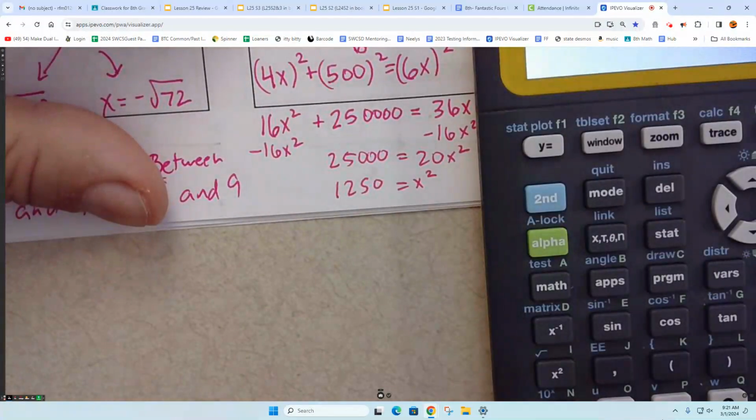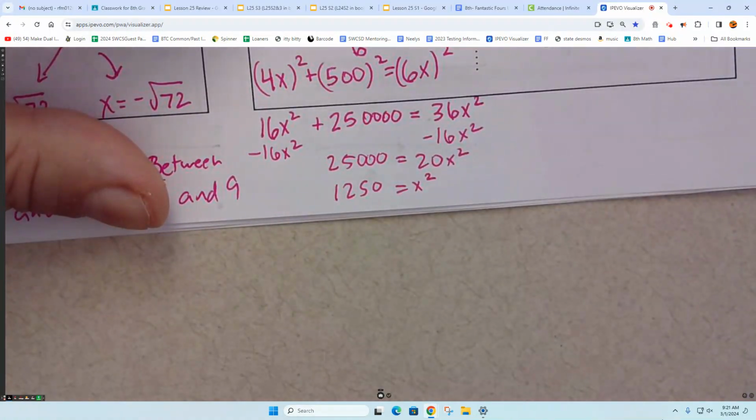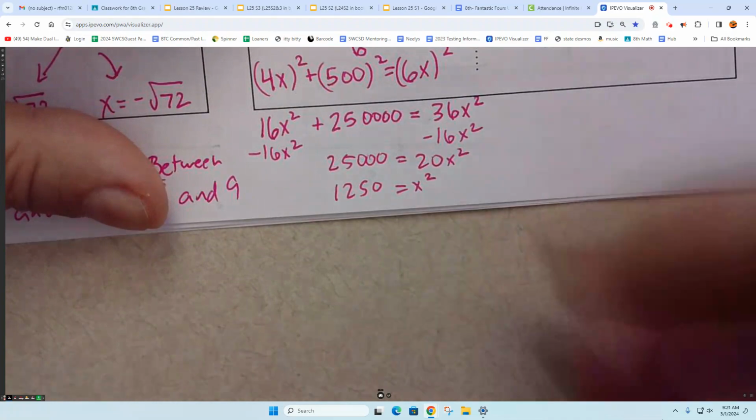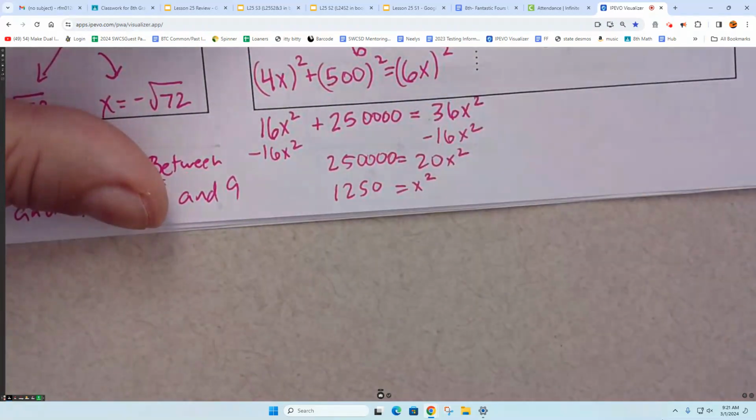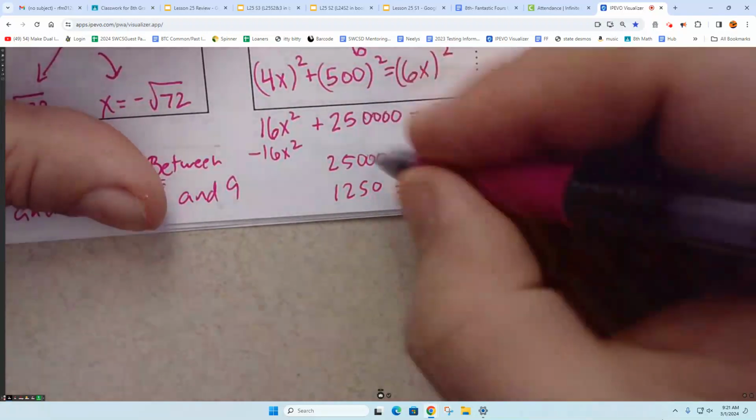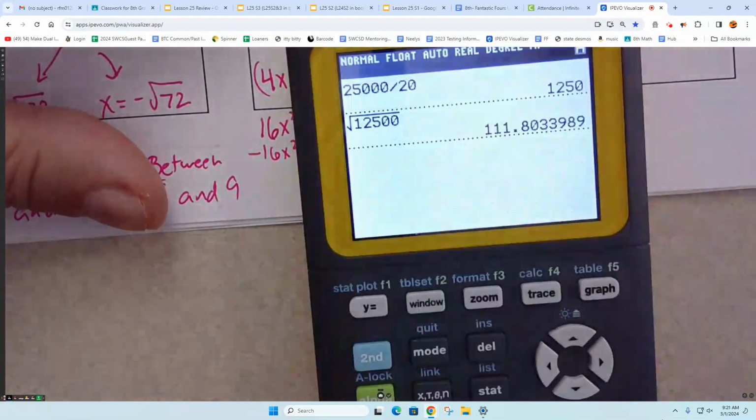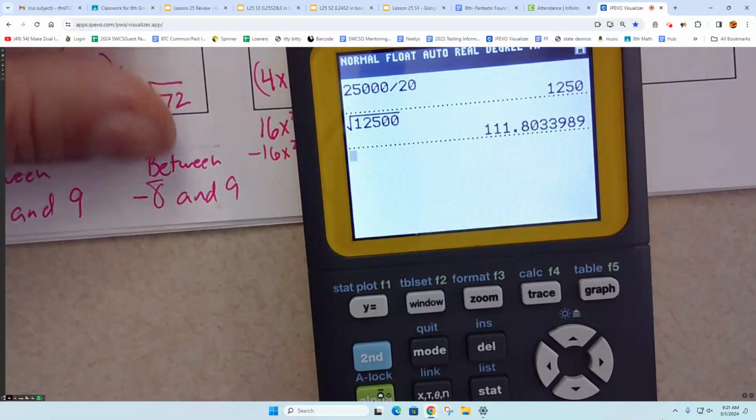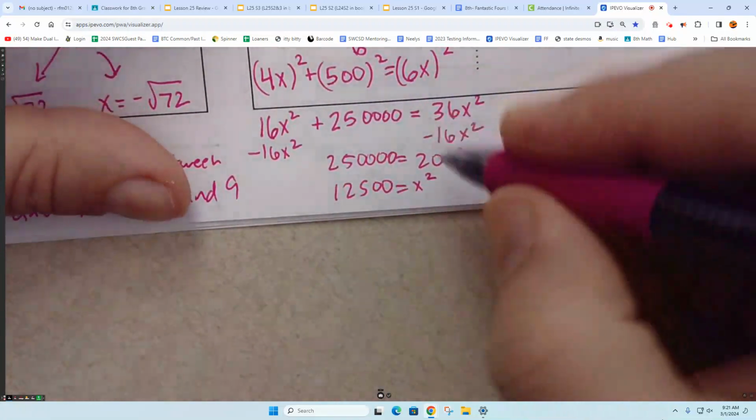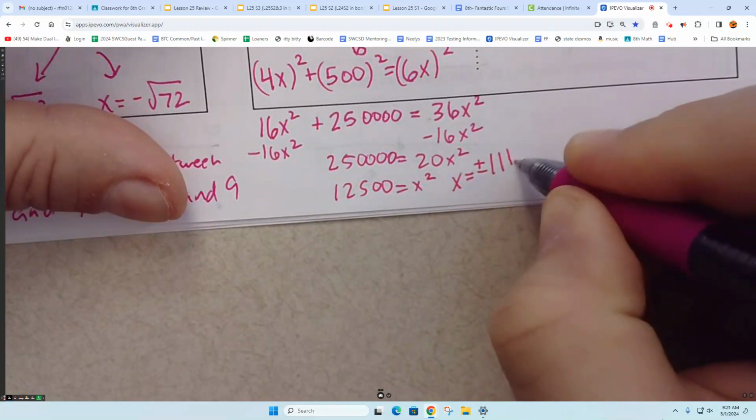Square root it. So I'm going to go to my calculator and square root. Did I miss a 0? Oh, yeah. So that means this has another 0, right? Okay. Thank you. So then I get 111.8. And I really get plus or minus 111.8.